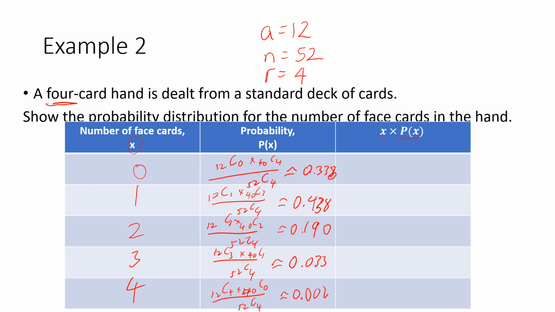We can get x times the probability of x and add them all up to verify that our expected value formula actually works. Okay, so I'm going to multiply x times the probability of x. 0 times 0.338 is 0, obviously. 1 times 0.438 is 0.438. 2 times 0.19 is 0.38. 3 times 0.033 is 0.099. And 4 times 0.002 is 0.008.